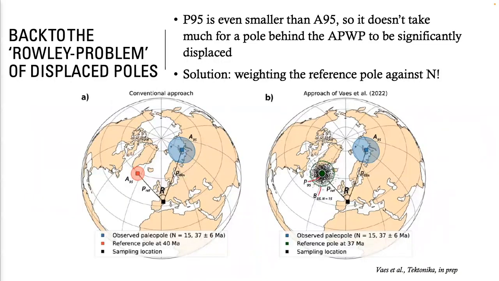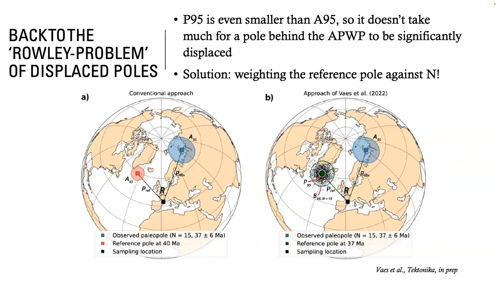So back to Rowley's problem. We haven't solved that problem yet. In fact, we have made it worse. Because if we decrease the A95 of an apparent polar wander path, then the chances that the poles that fed into that apparent polar wander path would make a statistically significant difference, if we compare the P95 with an A95 of a reference pole, then in this case, 40% or 37% was displaced.